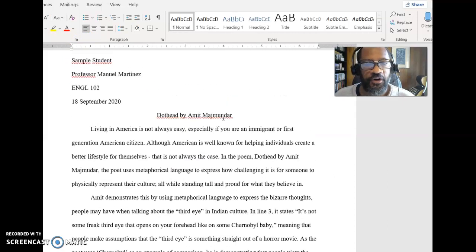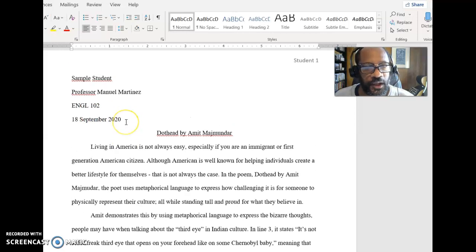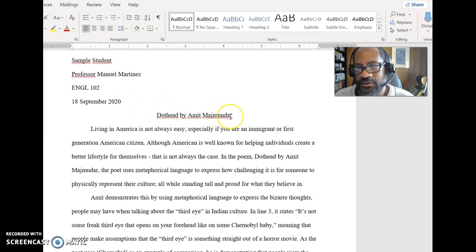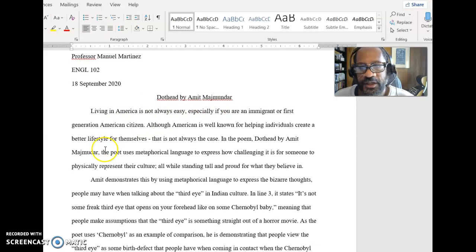Now this is formatted perfectly. This is exactly how we need to have it. It's got page number, my name, 102, the date. The title is not underlined. It should not be. That's just a spelling thing, because it doesn't recognize those words. And so that's what it should look like.